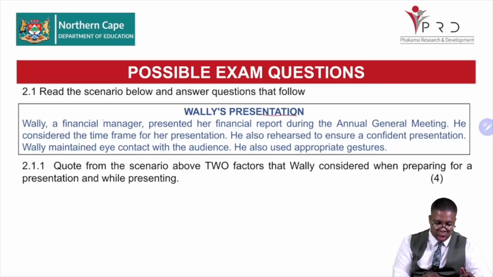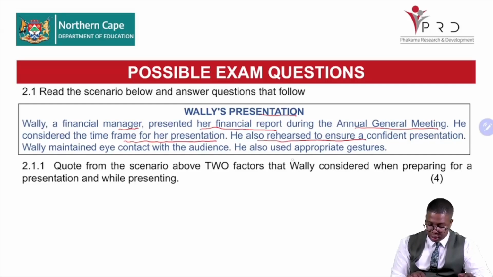Wali's presentation. Wali is a financial manager and presented a financial report during the annual general meeting. He considered the time frame for his presentation, and then he also rehearsed to ensure confidence in the presentation. Wali maintained eye contact with the audience, and he also used appropriate gestures. Then 2.1.1 says, quote from the scenario above 2 factors that Wali considered when preparing for a presentation and while presenting. So this is for 4 marks.